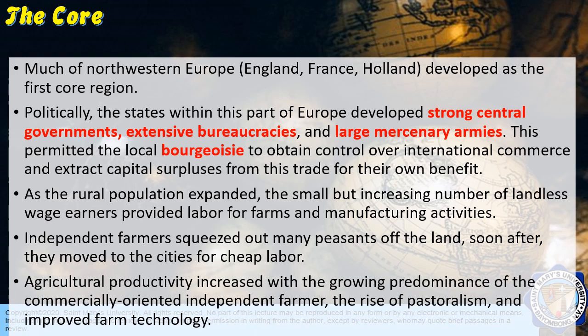So in here, the agricultural productivity increased with the growing predominance of commercially oriented independent farmers and the rise of pastoralism and improved farm technology. I would like to highlight here the commercially oriented independent farmer because this reflects what a capitalist economy is all about. So if you are giving freedom to an individual to operate his or her own business with, shall we say, small to no government intervention, they can be the best version of themselves. If they want to get more profit, they will exhaust all possibilities to innovate themselves and to create more opportunities for them to rise above all, something like that.